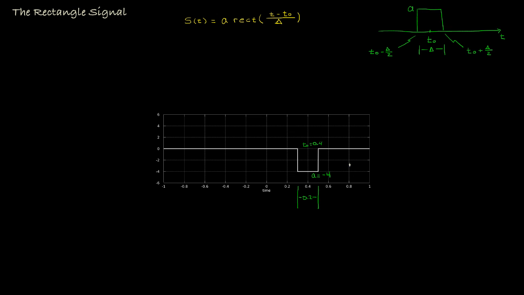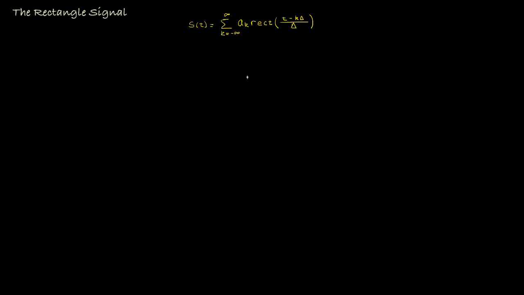So once we think about a scaled and shifted rectangle, we can now talk about building more complicated signals by combining several scaled and shifted rectangle signals. Here's the superposition equation for creating a complicated signal from rectangles. Our signal S of t is the summation, as k goes from -infinity to infinity, of an amplitude a sub k times a rectangle that has a width of delta and has been shifted to k times delta.